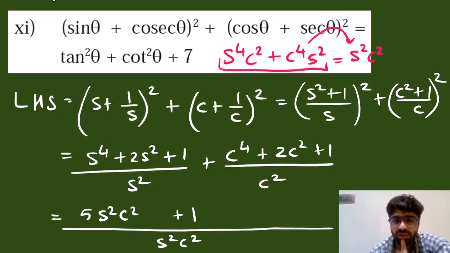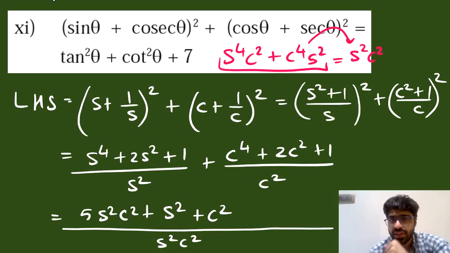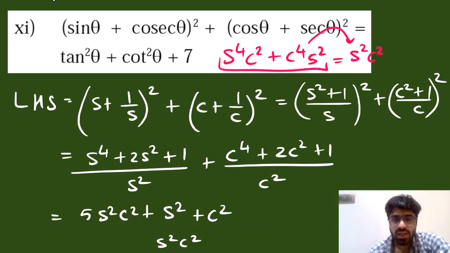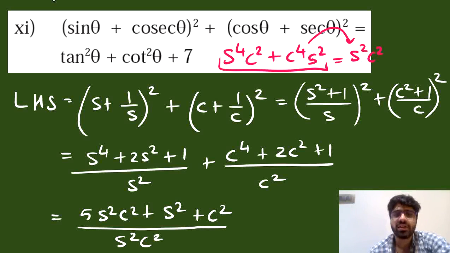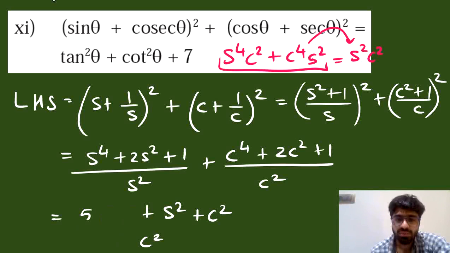What can we do with that 1? Yeah, I think it's best we write it as sin² θ + cos² θ, or we might not get a 7. Yes, we have got our answer, because now we can just split the numerator and denominator. The first term becomes 5 sin² θ cos² θ upon sin² θ cos² θ, which is simply equal to 5, plus sin² θ upon sin² cos² θ, plus cos² θ upon sin² cos².